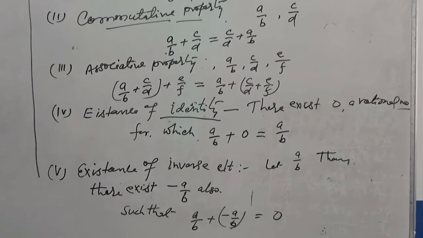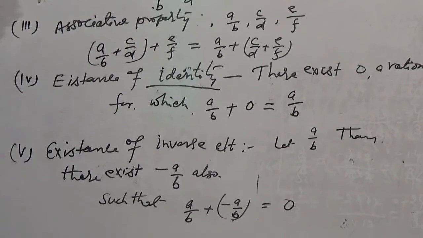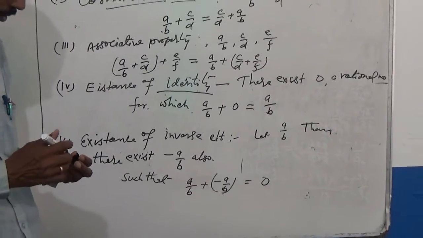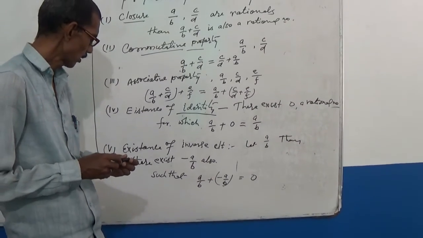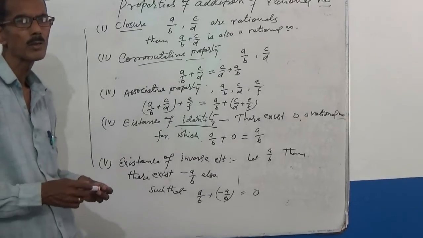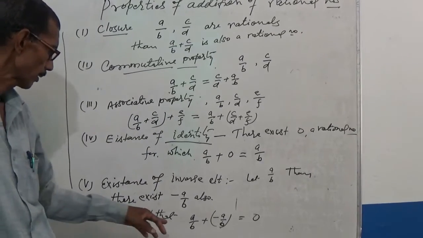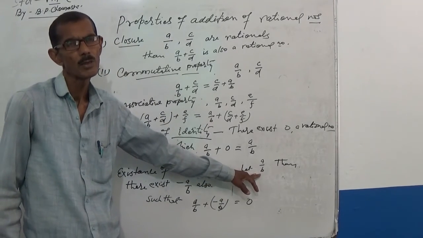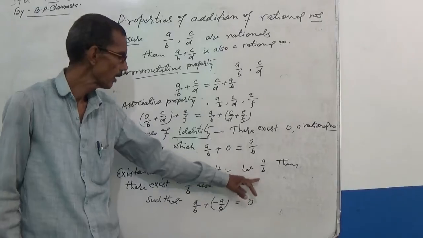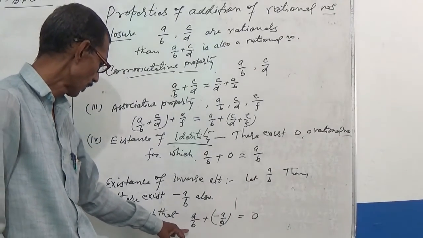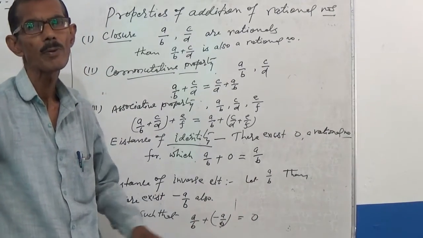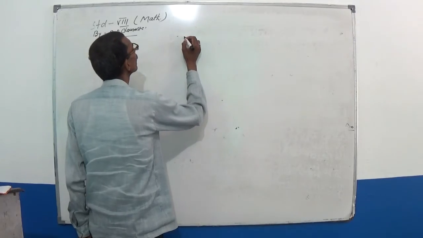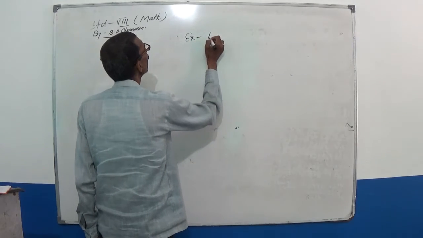So there exists an inverse of any rational number, either positive or negative. Here minus A by B is the inverse of A by B, and ultimately A by B is the inverse of minus A by B. You can solve exercise 1C.